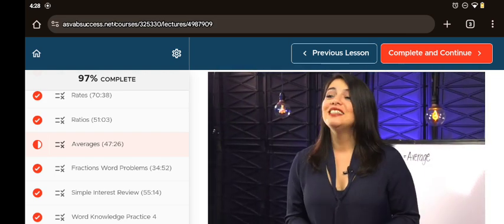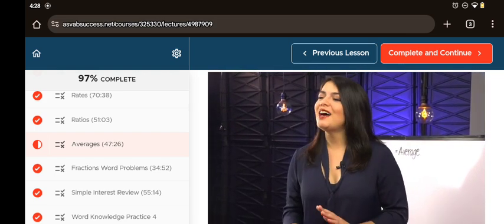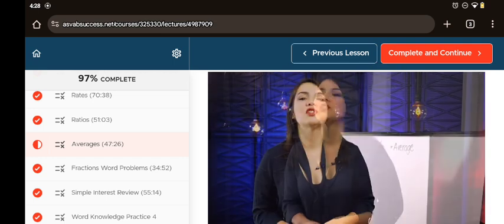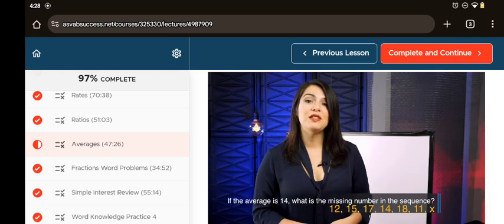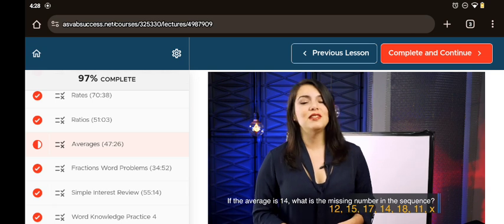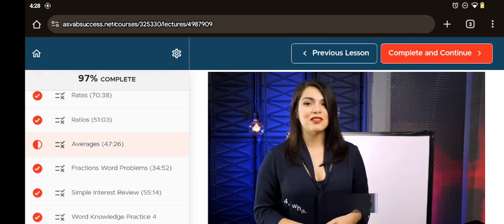Okay, you're practically an expert now. Let's take a look at what another question might look like. So this is not necessarily a word problem, but it's a little bit more challenging. I think you're ready for it. So the question is, if the average is 14, what is the missing number in the sequence? 12, 15, 17, 14, 18, 11, and x.